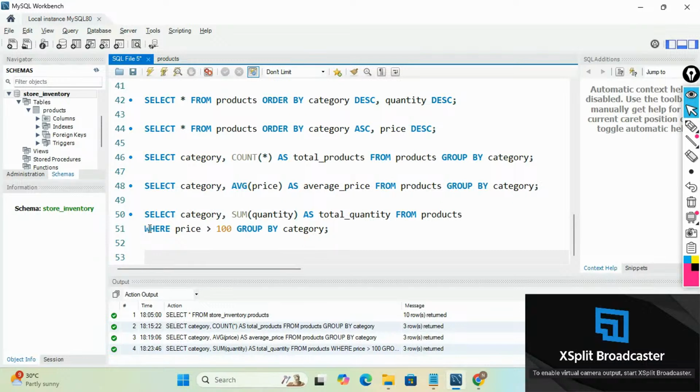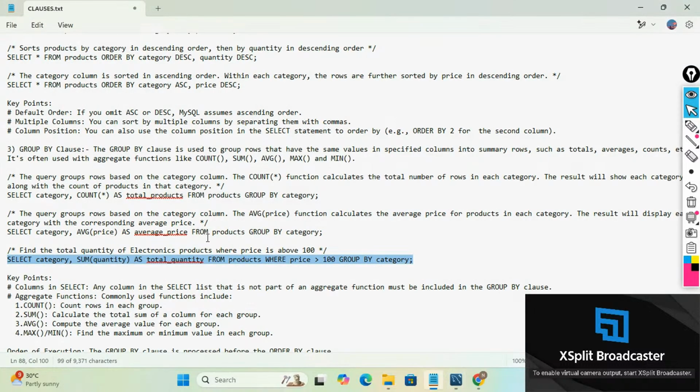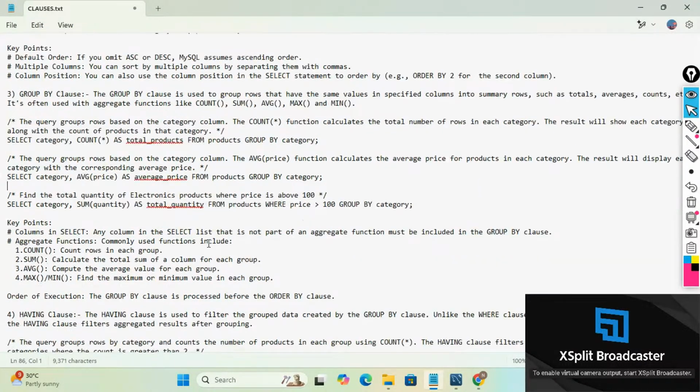Initially, this particular part helps us filter the data. Then the data gets grouped based on the category column. Once the data is grouped based on the category column, in the output it will return the categories and the sum of quantity with respect to each and every category. That's it. So this is the understanding with respect to group by, which helps us group the data, right?